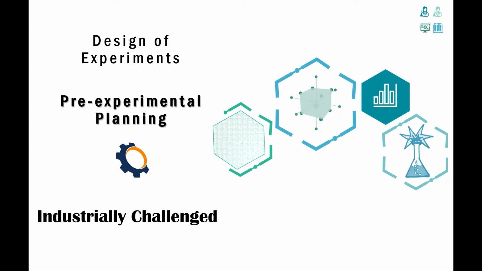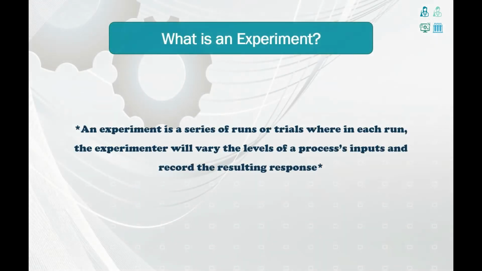I would like to start out this video by giving a formal definition of what an experiment is. An experiment is a series of runs or trials where in each run the experimenter will vary the levels of a process's input factors and record the resulting response. It is the way that the levels of the input factors are varied that differentiates a well-designed experiment from a poorly designed one.